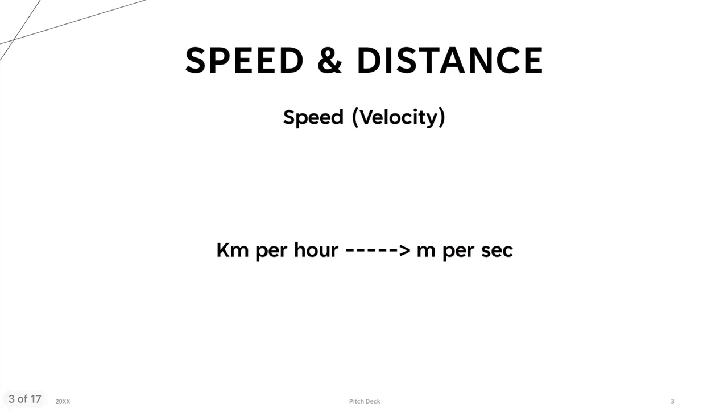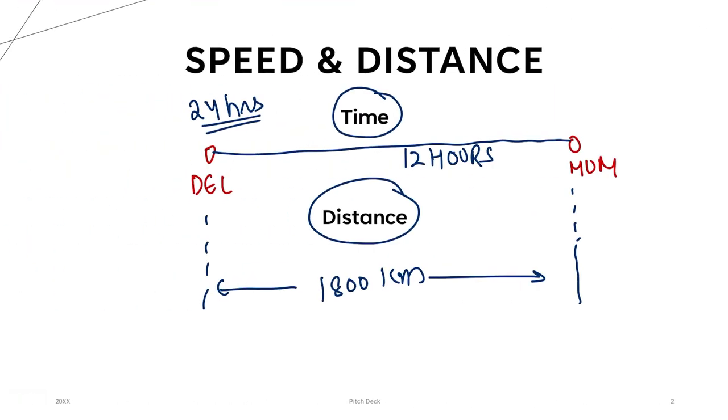Now, what is speed? See, suppose Delhi and Mumbai have not moved. I am hoping that the roads going from A to B are the same. Earlier, it used to take 24 hours. Now, due to the expressway, you can cover it in 12 hours. So, what is the speed? What was the speed of your car earlier and now?